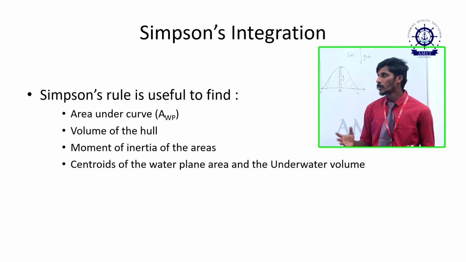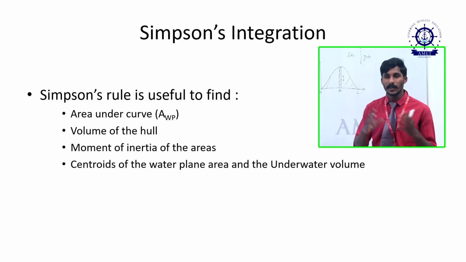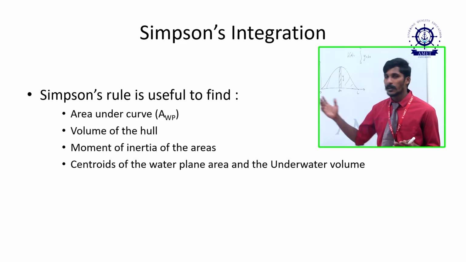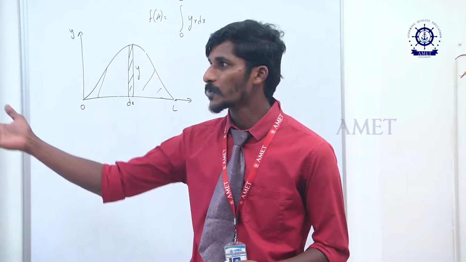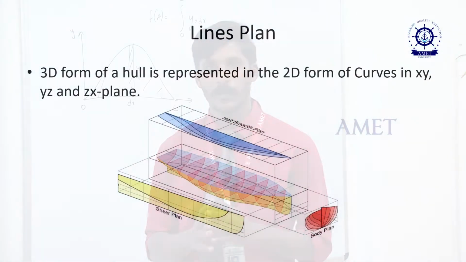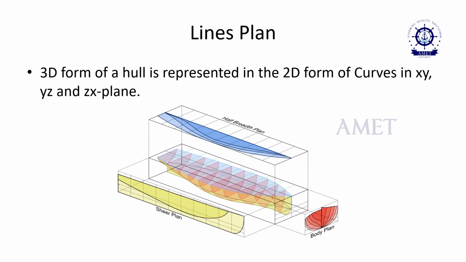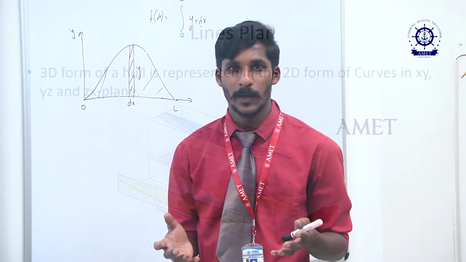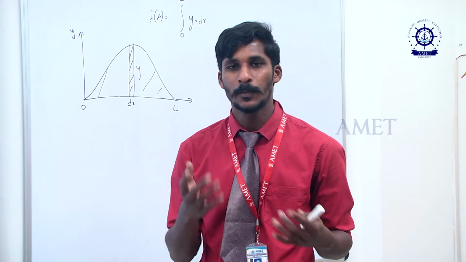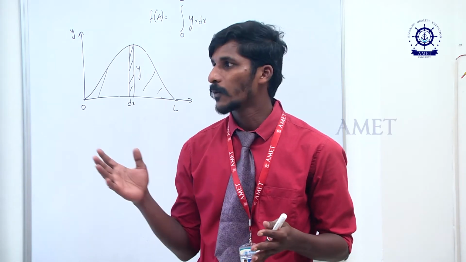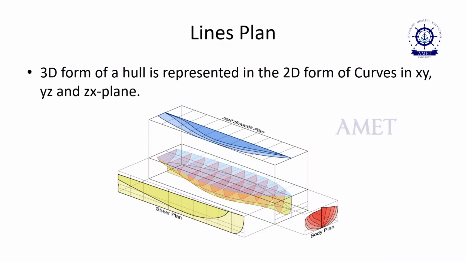Now we'll see what curves we have and how we use those curves to find the area, by using Simpson's first rule or different integration methods. We'll go back to the lines plan. This is a lines plan. All of us know that the hull form is a 3D form, and it cannot be found just like a cuboid. For a cuboid, you can find the volume by L into B into H. But a hull form is not a rectangular box or a cuboid, it has a curved surface.